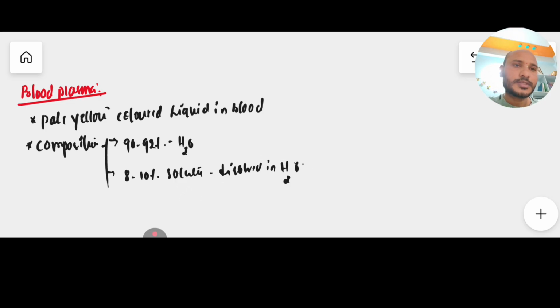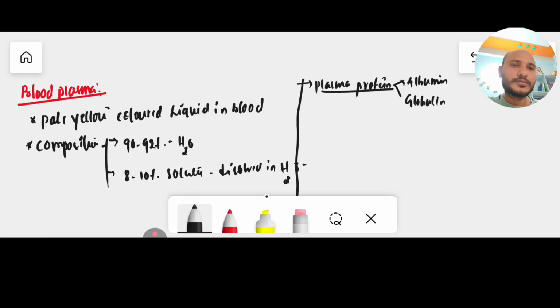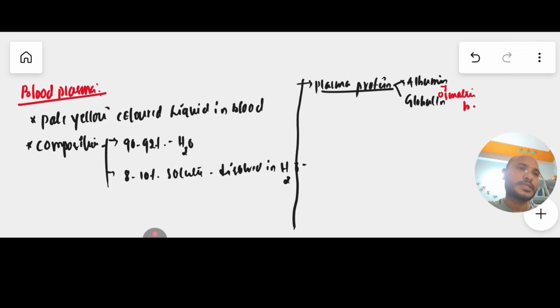These solutes are, first, plasma proteins. The most important plasma proteins are albumin and, second, globulin. Here the important role of albumin is that it maintains osmotic balance.